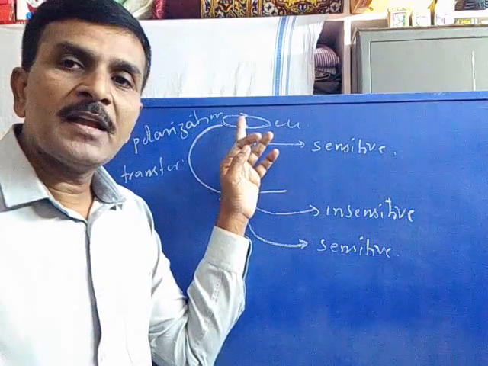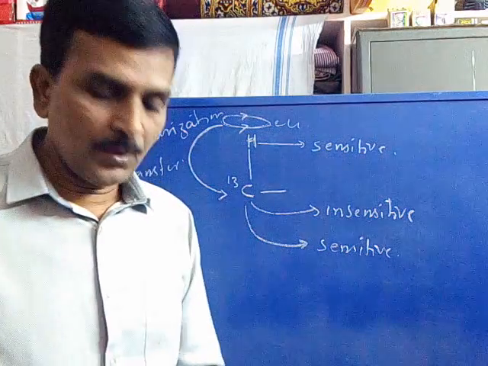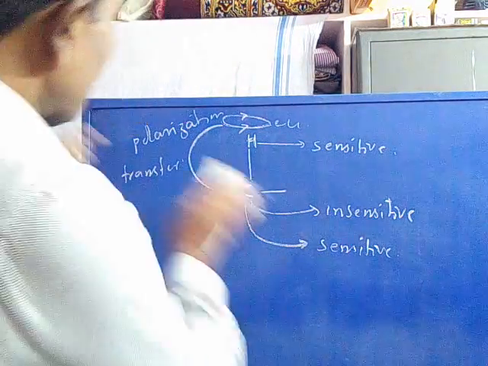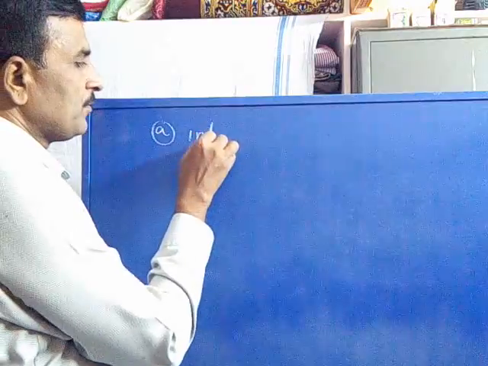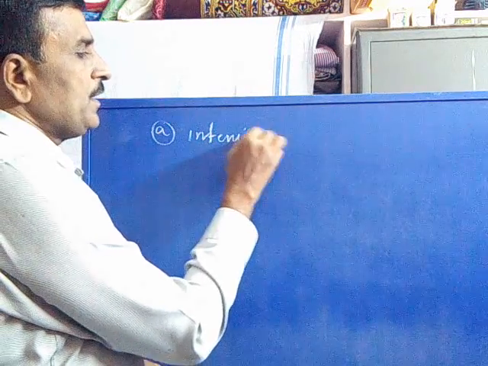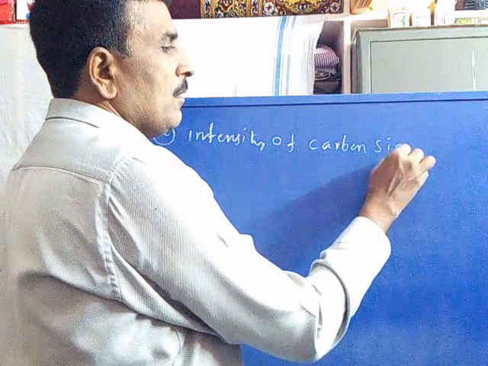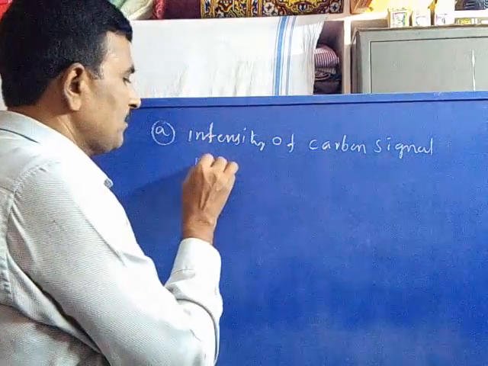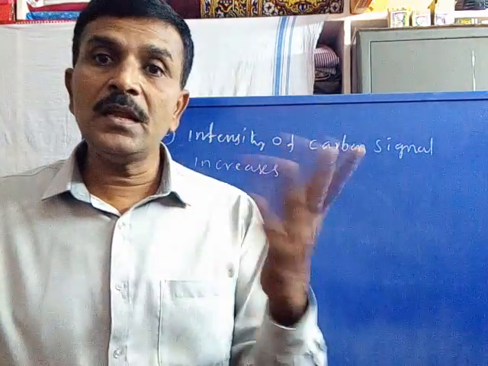When we transfer the magnetic field from proton to carbon, this helps us in two ways. Number one, the intensity of the carbon signal increases. The intensity of the carbon signal increases.